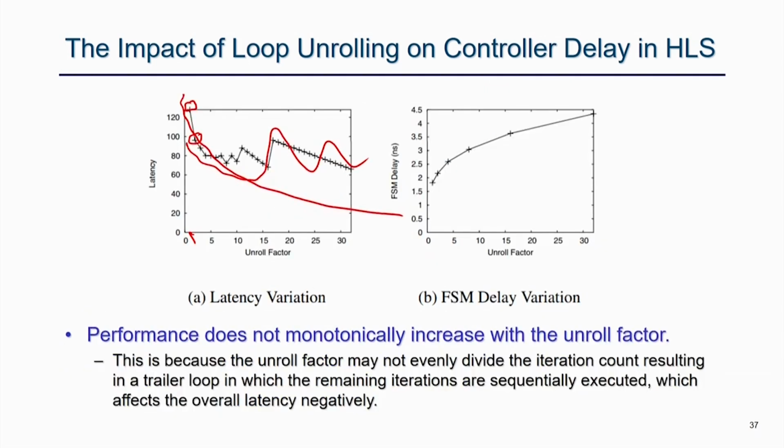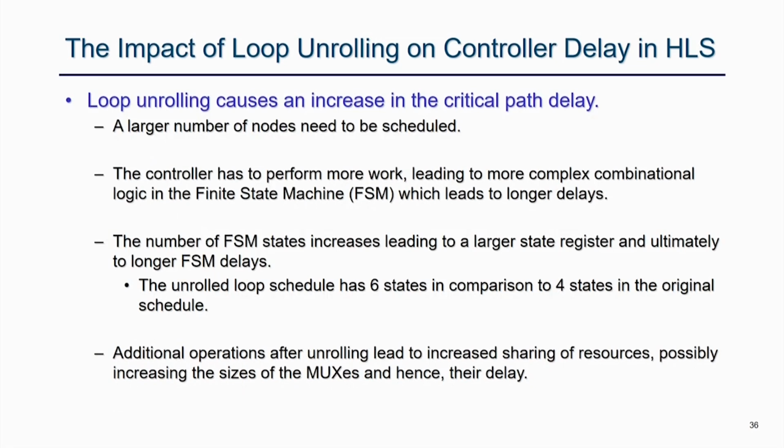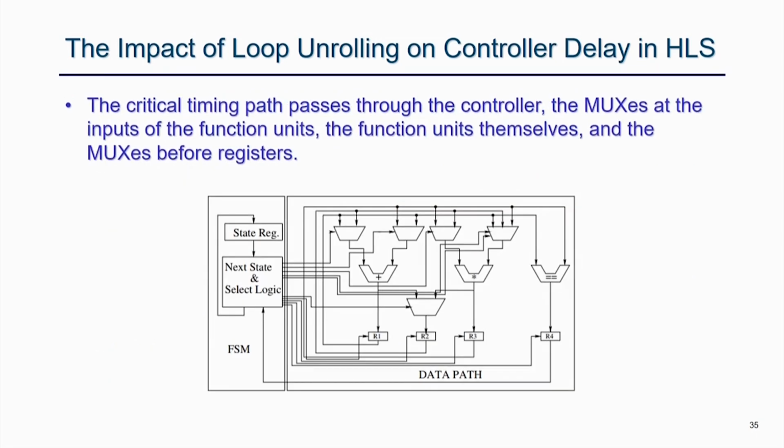So, you can see in this figure, 16 needs around 64 or something, right, 67 kind of, but for 17 I need almost 90 or 95 or something. So, the latency does not decrease linearly with the unroll factor, that is clear, right. But what is the controller delay, let us understand now.